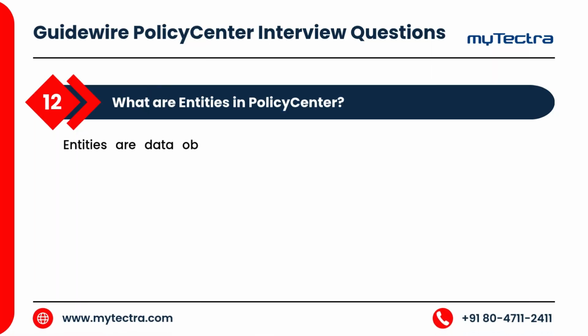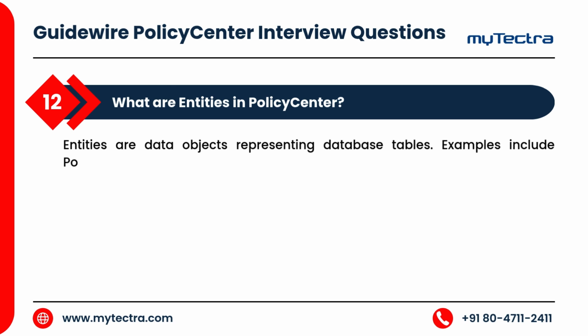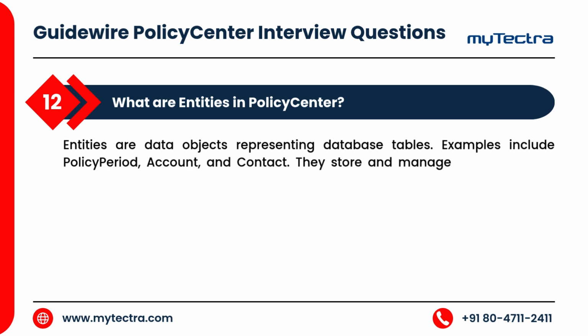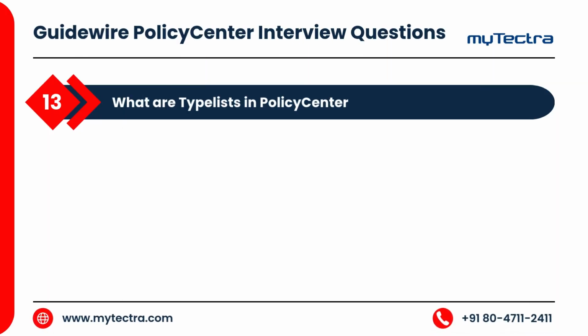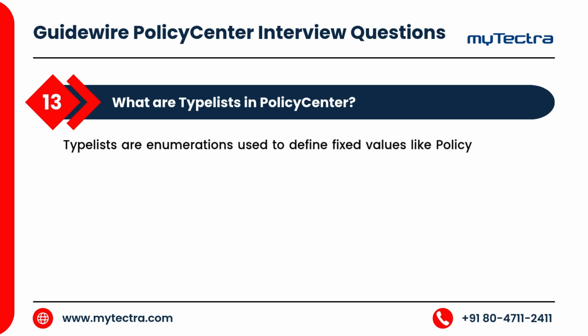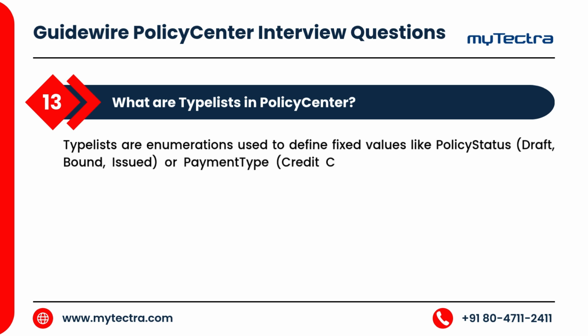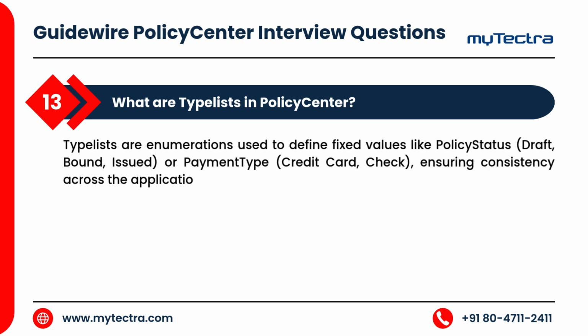What are entities in PolicyCenter? Entities are data objects representing database tables. Examples include policy period, account, and contact. They store and manage data related to policies, customers, and transactions. What are type lists in PolicyCenter? Type lists are enumerations used to define fixed values like policy status, draft, bound, issued, or payment type, credit card, check, ensuring consistency across the application.